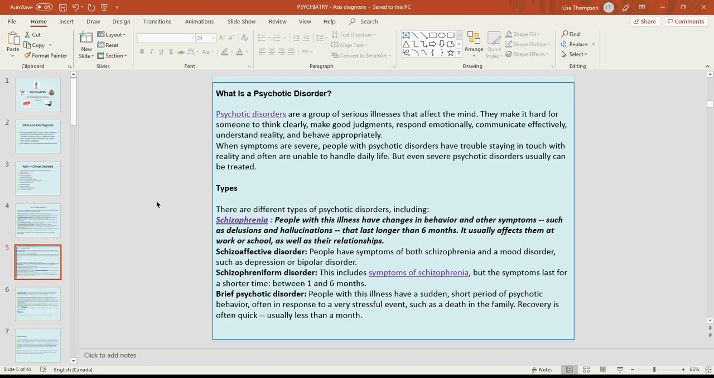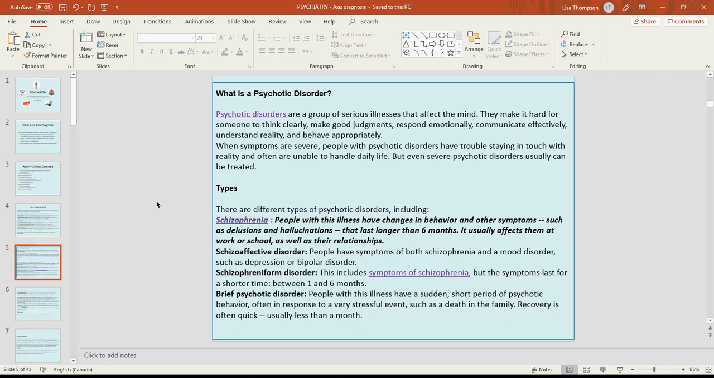There are different types of psychotic disorders, including schizophrenia. People with this illness have changes in behavior and other symptoms, such as delusions and hallucinations, that last longer than 6 months. It usually affects them at work or school, as well as their relationships. Schizoaffective disorder. People have symptoms of both schizophrenia and a mood disorder, such as depression or bipolar disorder. Schizophreniform disorder. This includes symptoms of schizophrenia, but the symptoms last for a shorter time, usually between 1 and 6 months.